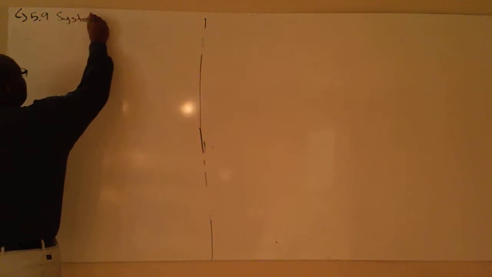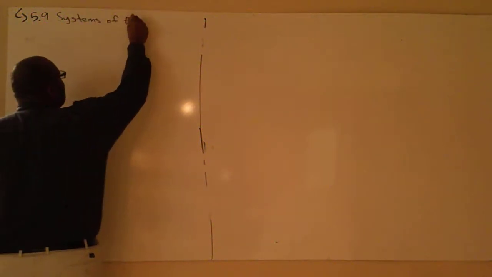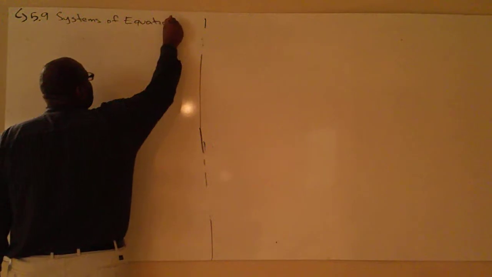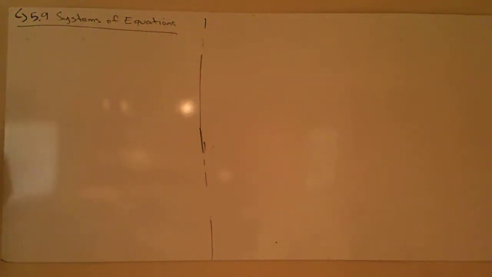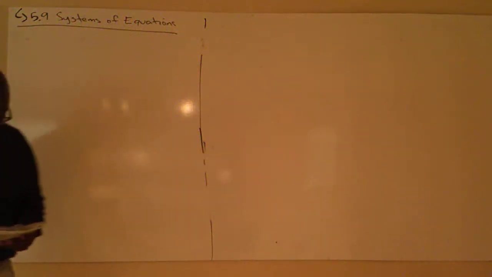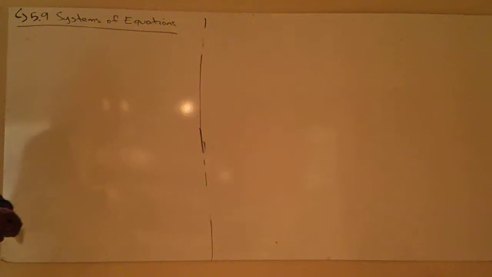Okay, so let's get started with systems of equations. This is going to be section 5.9, so we're going to skip ahead a little bit. Systems of equations. And what we want to do is we want to be able to approximate a system of equations. So let's do that here. Approximate systems of equations.